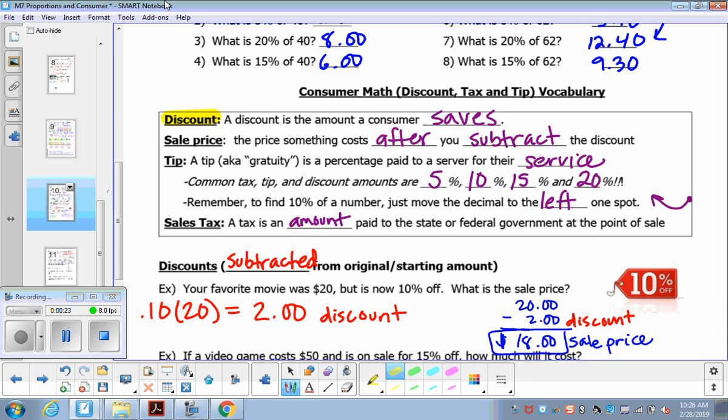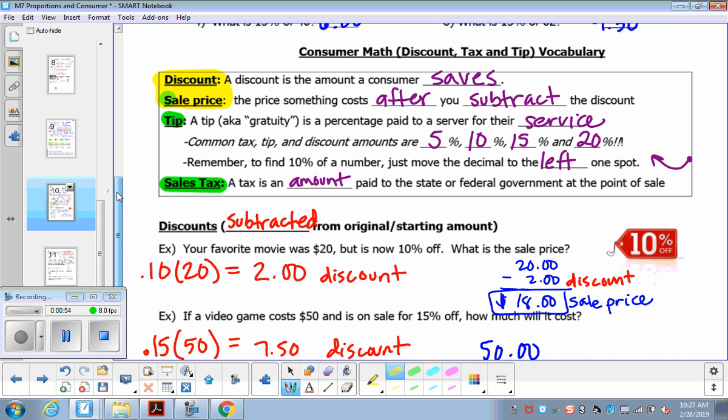Discounts are an amount that a consumer will save. In a later video, you will watch how to calculate tip, and in a later video, you will calculate sales tax. In this video, you're also going to learn that sales price is the amount of money that you pay for something after you subtract away the discount. So we're focusing on how to calculate a discount that a consumer can save, and then when we subtract that discount, how to calculate the sale price.